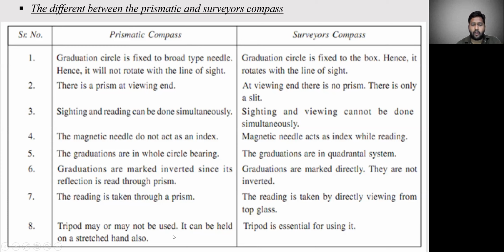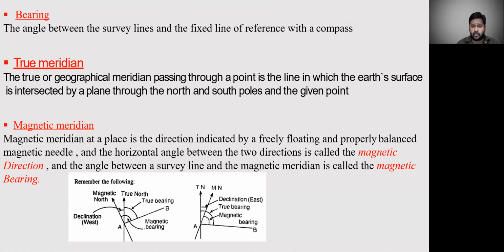For the prismatic compass, a tripod may or may not be used. It can be held on a stretched hand also. The tripod is not required. You can even place the prismatic compass on your hand, take the readings, and coincide with station A or B or C, take the bearings, and note them down in your field book.